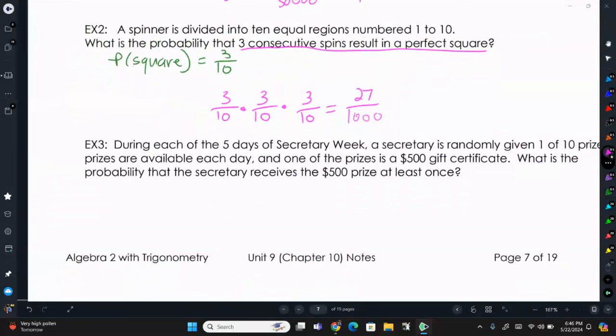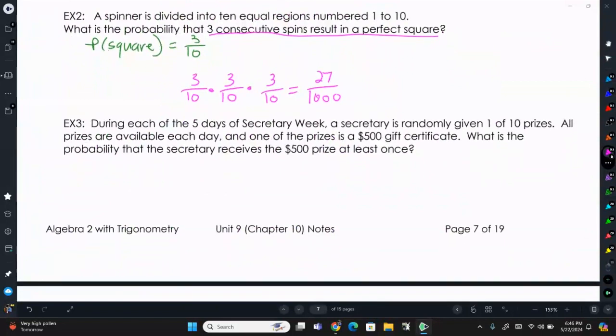Now, example 3 is a little bit trickier. It says during each of the 5 days of Secretary Week, a secretary is randomly given 1 of 10 prizes. All prizes are available each day, and one of the prizes is a $500 gift certificate. What is the probability that the secretary receives the $500 prize at least once?